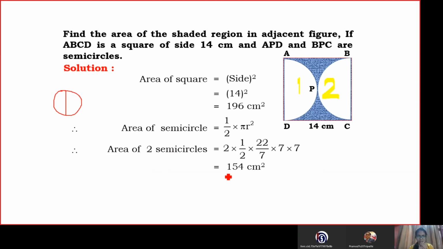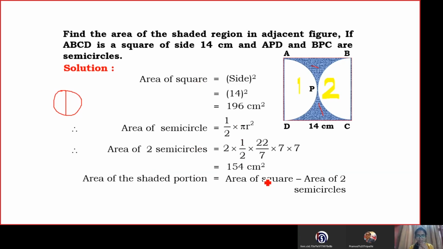To find out the area of the shaded portion, that is the one in blue, you have to subtract the area of the two semicircles from the area of the square, right? This will give you the final answer of the shaded region as 42 centimeter square. I hope this is clear to you.